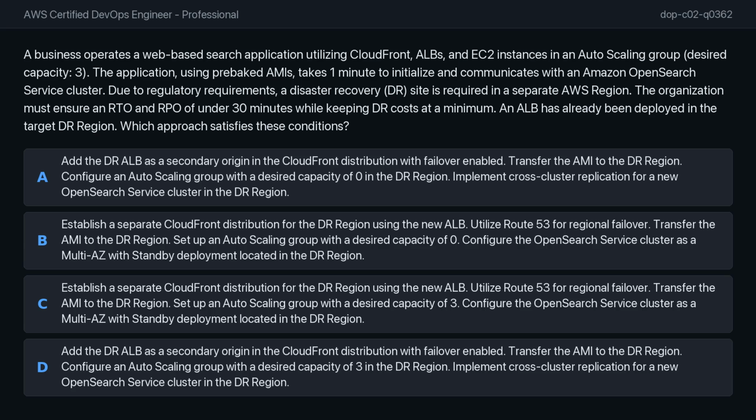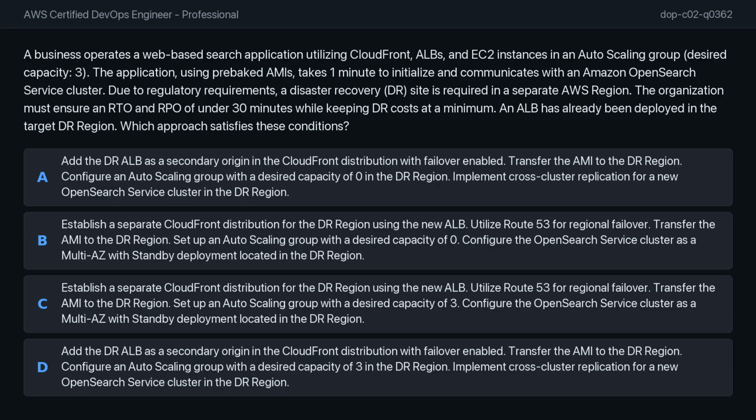An ALB has already been deployed in the target DR region. Which approach satisfies these conditions? Option A, add the DR ALB as a secondary origin in the CloudFront distribution with failover enabled. Transfer the AMI to the DR region, configure an auto-scaling group with a desired capacity of 0, and implement cross-cluster replication for a new OpenSearch cluster.